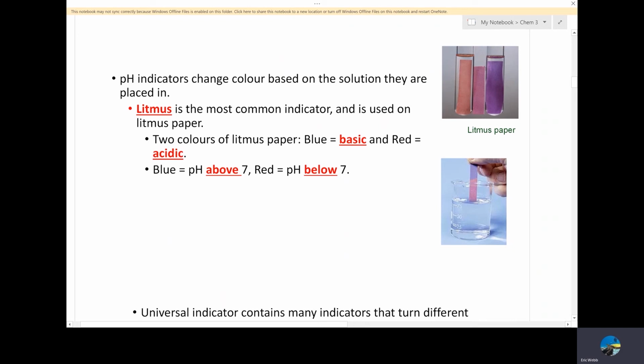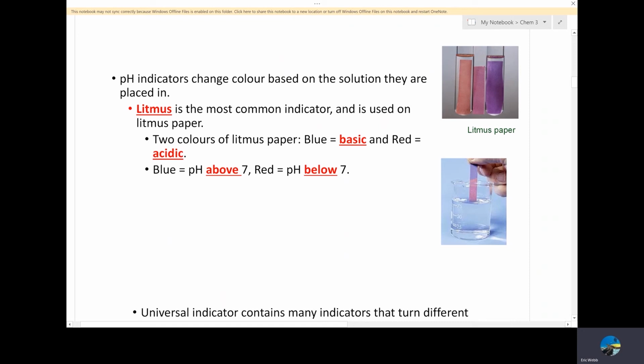If we have some blue litmus paper and we stick it in a base, nothing's going to happen. But if we stick blue litmus paper inside of an acid, it's going to turn red. If we have some red litmus paper and we stick it in acid, we won't really see any color change. But if we stick that red litmus paper inside of a base, then it will go blue. So if we see our litmus paper turn blue, it's basic. If we see it turn red, it is acidic.